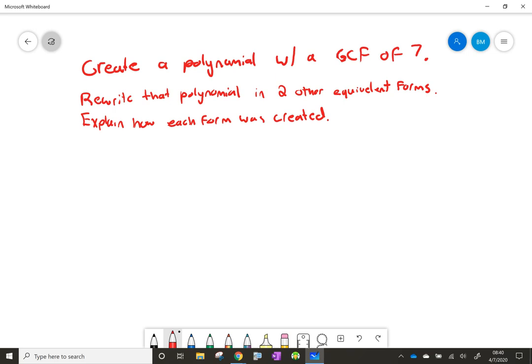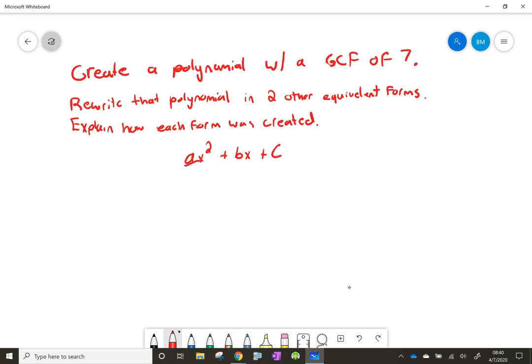Now, a good polynomial to go with that's pretty standard for us is a quadratic, something in the form ax squared plus bx plus c. A, b, and c are just going to be numbers. So for example, we could have 3x squared plus 10x plus 2, right? I just picked some random numbers off the top of my head.